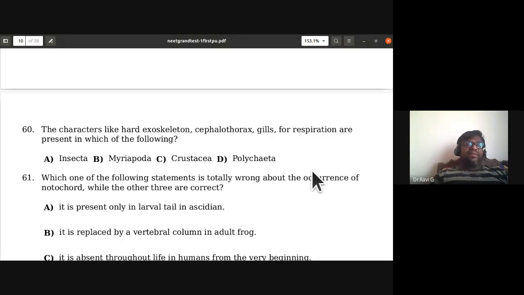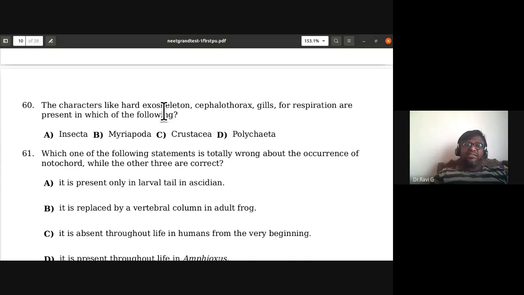Okay, 60th one. The characters like hard exoskeleton, cephalothorax, gills for respiration are present in which of the following? It is found in crustacea, prawns. They have a hard exoskeleton. So crustacea, 60th, C is the answer.